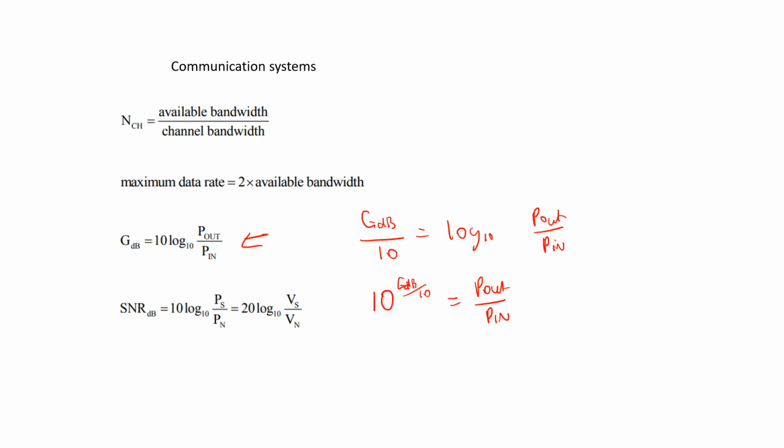Okay, looks scary, but it's not too bad. And the bottom one to do is signal and noise. PS is the power of the signal, and PN is the power of the noise. Okay, so hopefully that makes sense. You can do it with voltage as well. Voltage of the signal, voltage of the noise. Okay.